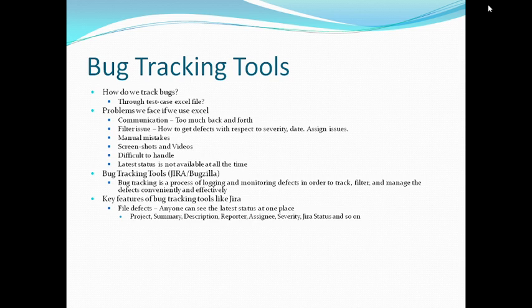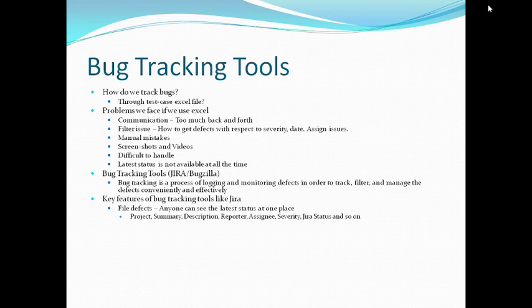So what are the information QA can provide while filing a defect? QA can mention the project, for which project they are filing the defect. Then summary, the summary of the defect. Description, details as to which the bug has raised. Reporter, then who has reported the bug. Assignee, who is responsible to solve this issue, so that it goes to the developer.